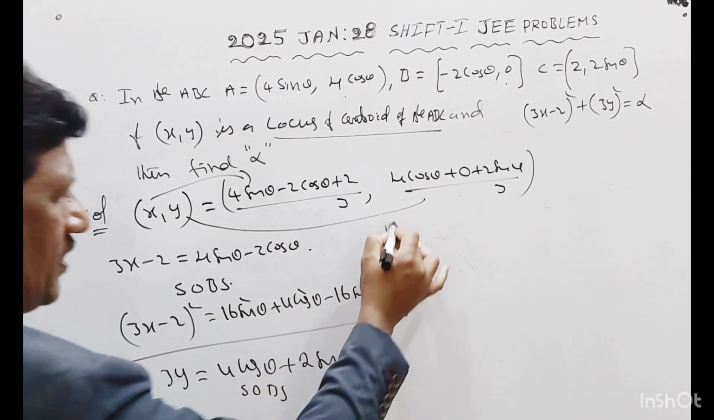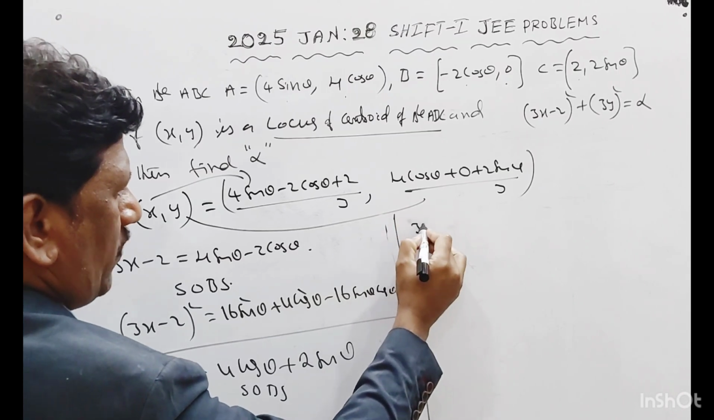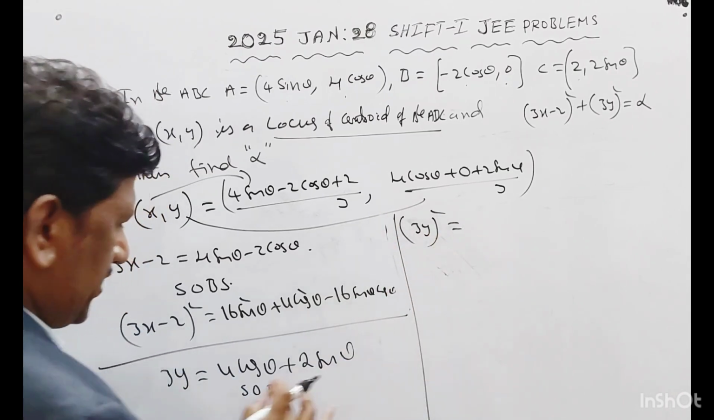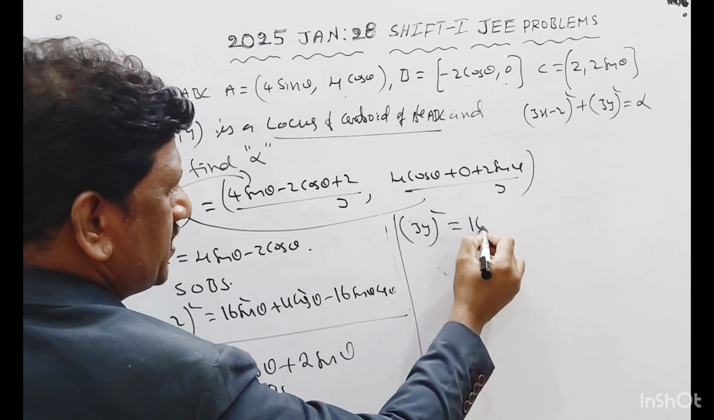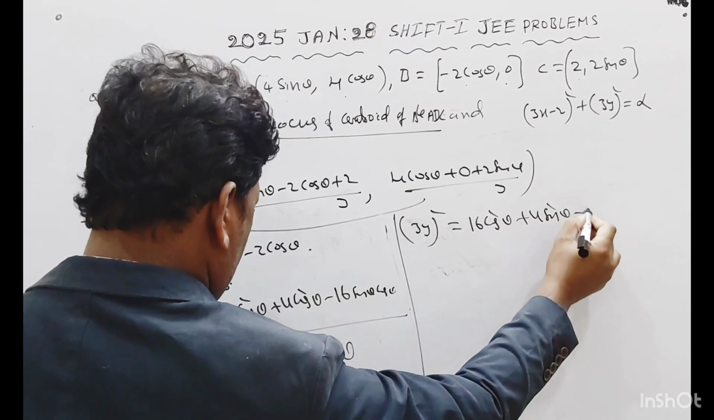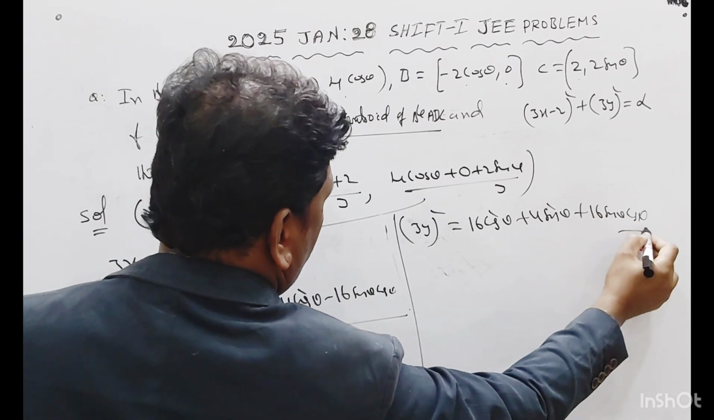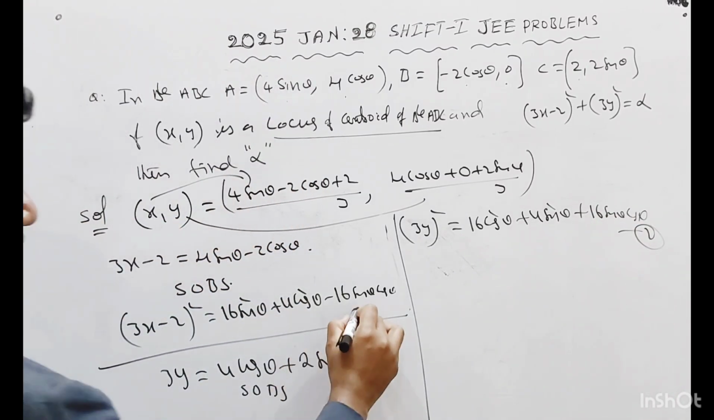So if you do squaring on both sides, you will get (3y) whole square equal to, in the form of (a + b) whole square, 16 cos square theta plus 4 sine square theta plus 16 sine theta cos theta. This is called equation number 2. This is called equation number 1.